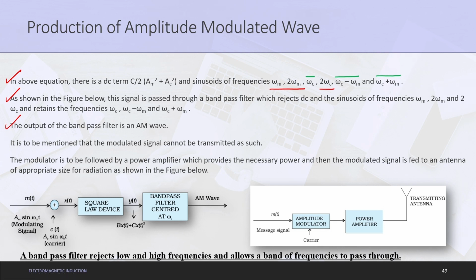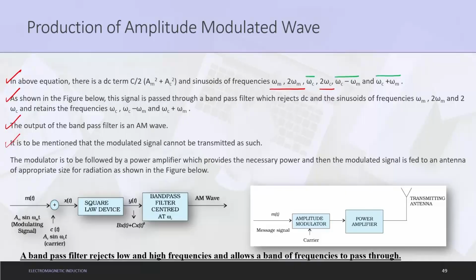Now, next it is to be mentioned that the modulated signal cannot be transmitted as such, quite clear. It needs some more processing or may need amplification because it is attenuated, it may need antennas and so on. So, this concept will be told now. So, next is the modulator. So, this was the modulator.